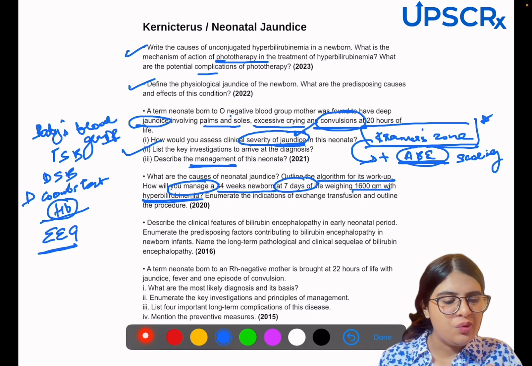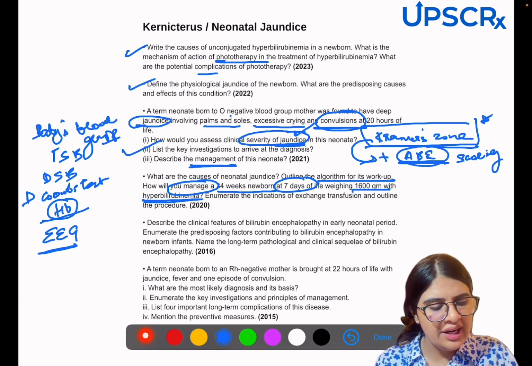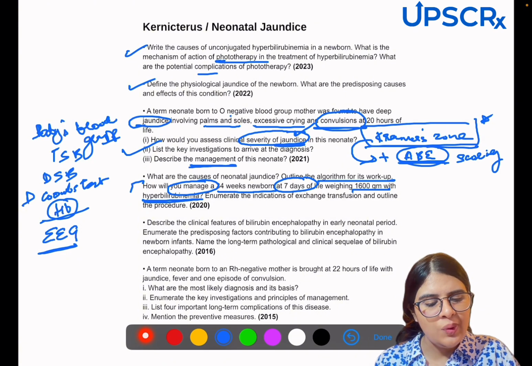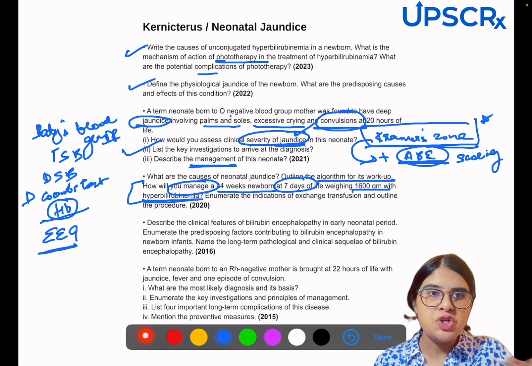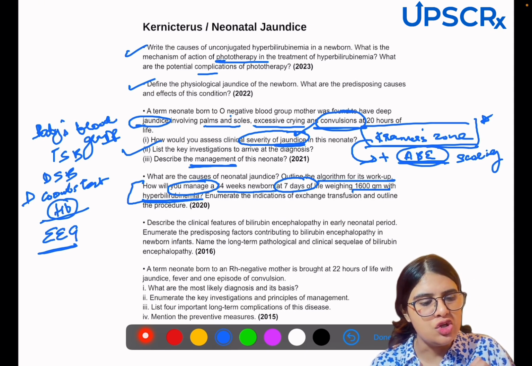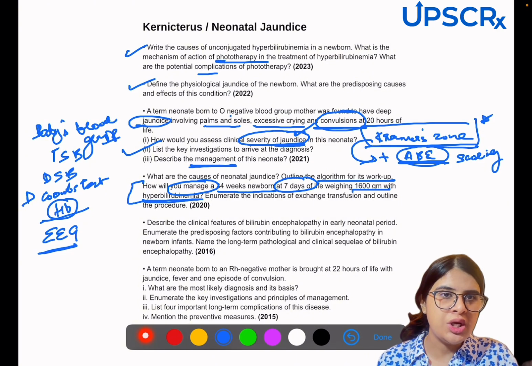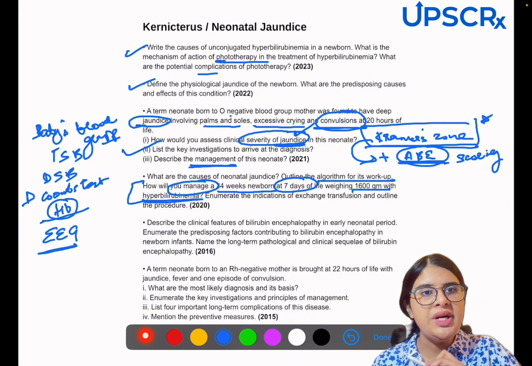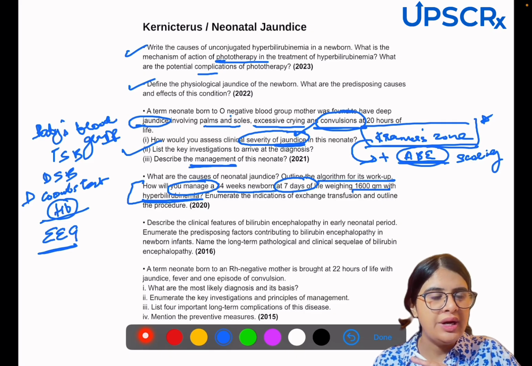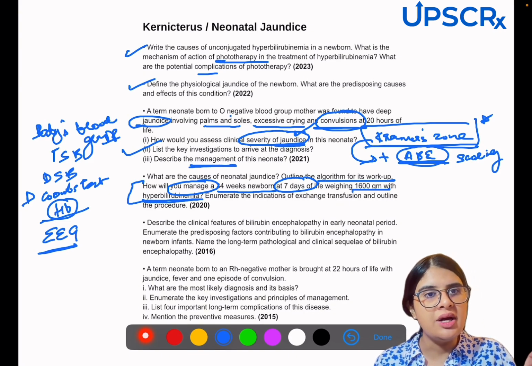What will be the management over here? You can write what the management will be. You will continue breastfeeding, right? And you will assess the severity. Now you have to assess the severity of jaundice. Is the hyperbilirubinemia because of prematurity alone? Is it physiological jaundice? Is it pathological jaundice? So first of all, you have to see whether it is physiological or pathological. If it is physiological, continue breastfeeding and then wait and watch, right? If it is pathological jaundice, then you have to see what the underlying cause is.